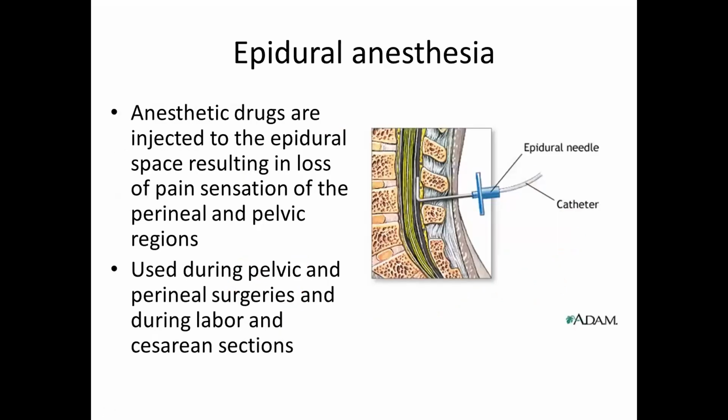And then, as I said, we can use it for anesthesia. So epidural anesthesia is given into the epidural space, and that causes loss of pain sensation in the perineal and pelvic region. Okay, so the spinal nerves which are coming down in the cauda equina can be anesthetized by introducing anesthetic drug into the epidural space. So this can be used in pelvic surgeries, perineal surgeries, and also during labor or during cesarean section.